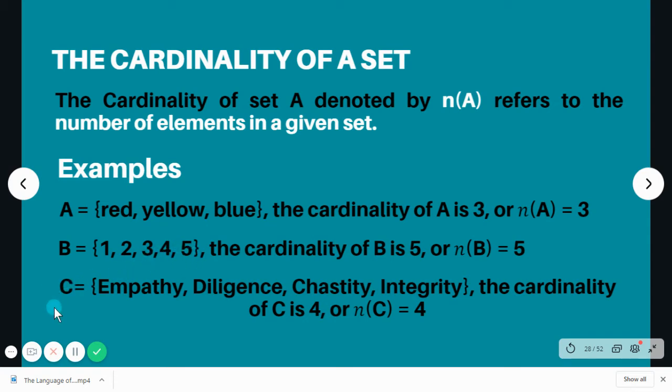And finally, we have set C. So set C is equal to empathy, diligence, chastity, integrity. So the cardinality of set C is 4 or n(C) is equal to 4. Bakit 4 ang kanyang cardinality? Kasi merong 4 na elements or members ang set C which are empathy, diligence, chastity, and integrity. So kapag sinabi natin cardinality of a set, ito yung total number of elements or members sa isang set.